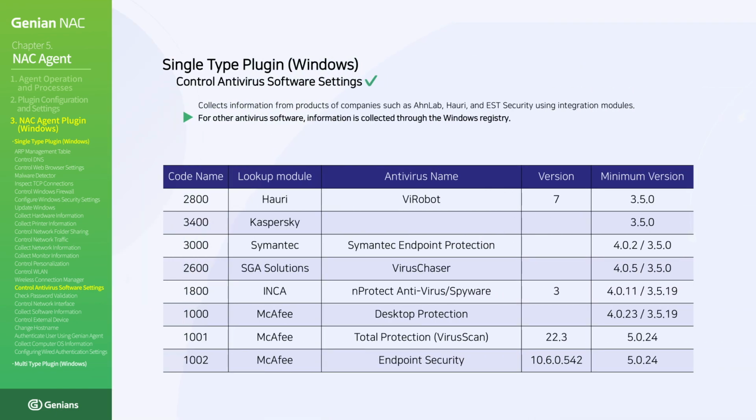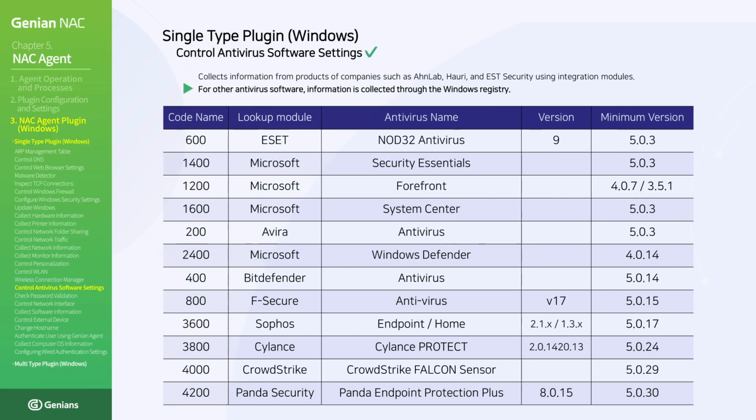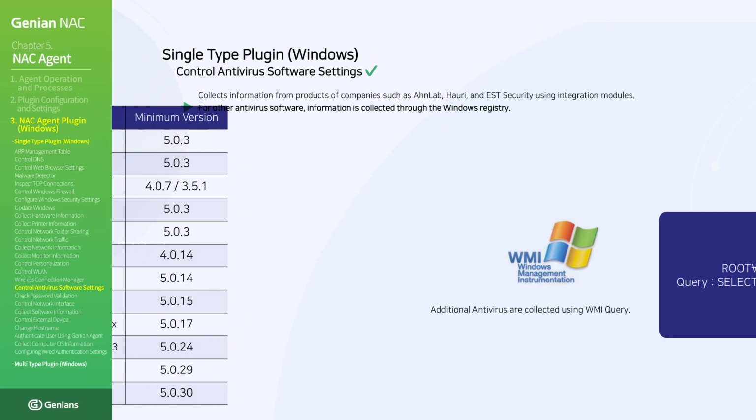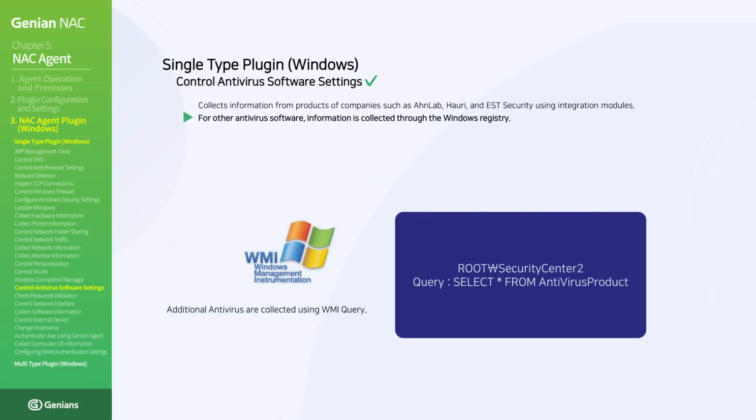Other collectible antivirus software includes a total of 20 options, and information about these antivirus programs is collected through the Windows registry. In the Control Antivirus Software Settings plugin, additional antivirus software is gathered using a WMI query.